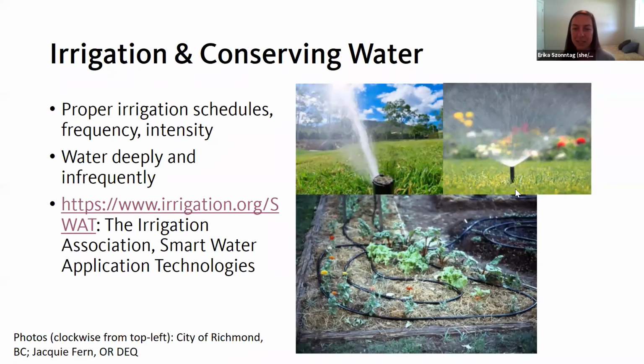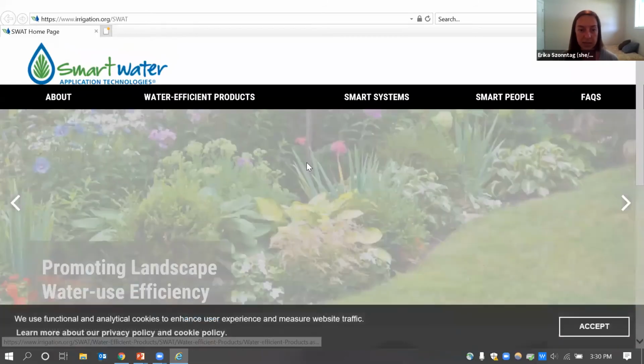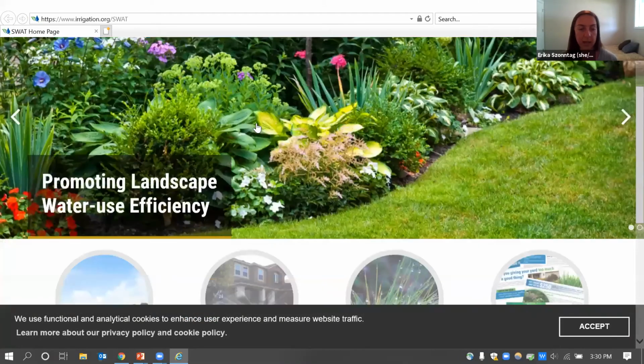And then for things like vegetable beds and flower beds, drip irrigation is really your best choice, because that water is getting right there to the root zone. So it's getting exactly where you want it, and it's not getting anywhere you don't need it. And I included this link here to the Irrigation Association, because they do a really great job of showcasing a bunch of different smart irrigation technologies. So I'll show you that really quick.